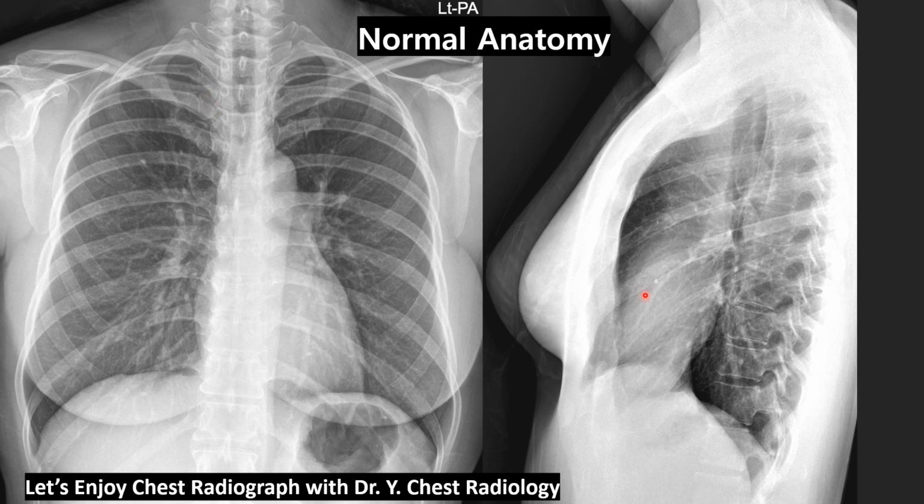And let's look at the lateral film. Retrosternal space, retrosternal triangle, retrocardiac space, or retrocardiac triangle. That is the place where we can find mediastinal tumors.